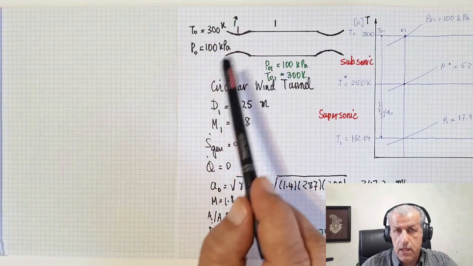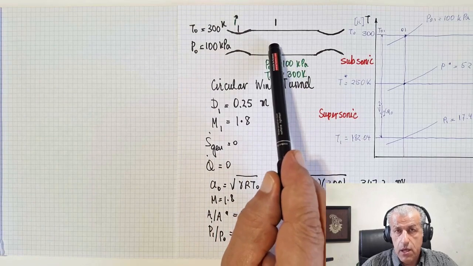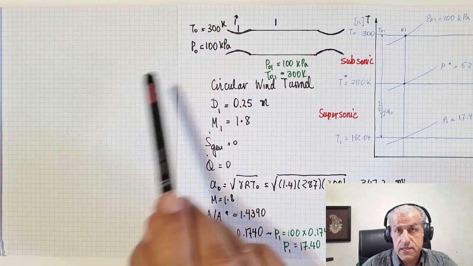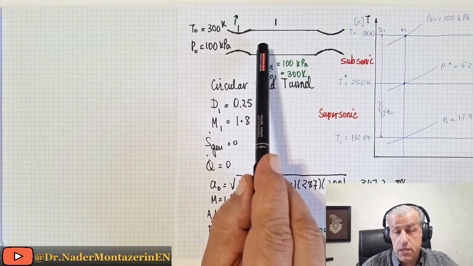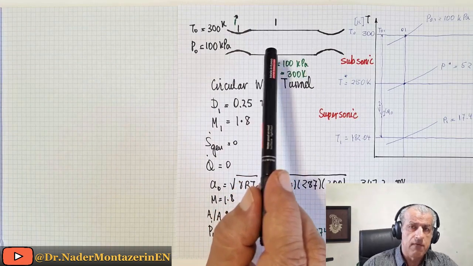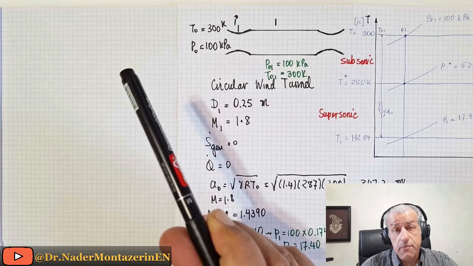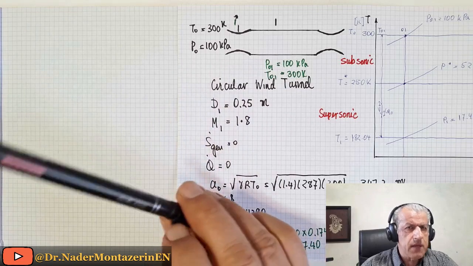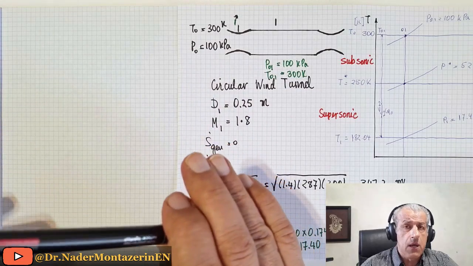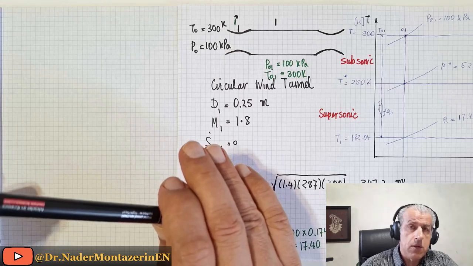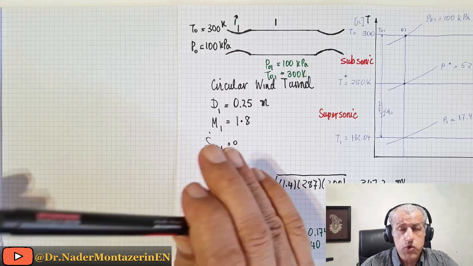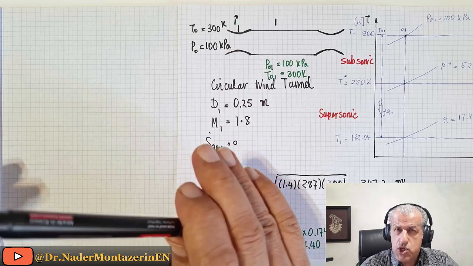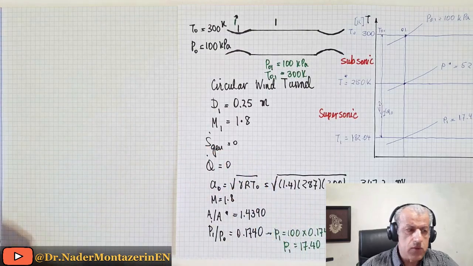You see, we learned that the pressure here drops to 17 kilopascals, and the temperature drops to 182 kelvins. 182 kelvins is almost minus 90 degrees centigrade. So what we expect is that not only the humidity in the air would condense, it would also freeze. You should see ice cubes in the tunnel. But let's show it with numbers. It's very important to show it with numbers.